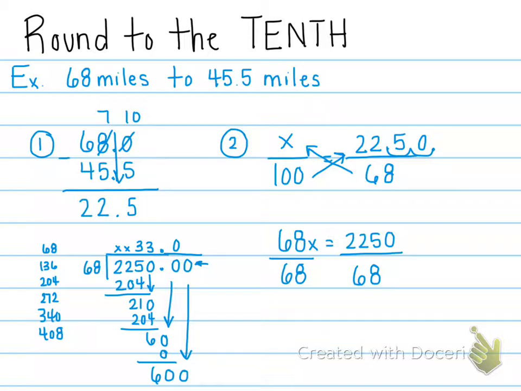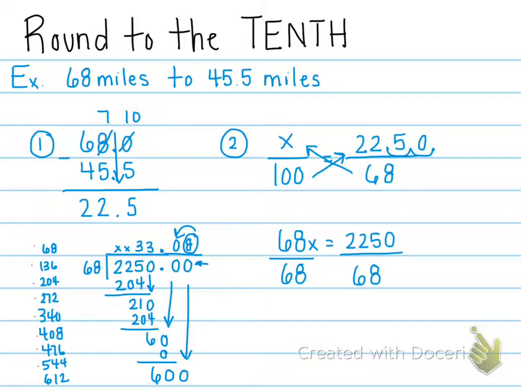408 plus 68, I get 476. Plus 68, I get 544. Plus 68, I get 612, which is too much. So if I look at this, it is 1, 2, 3, 4, 5, 6, 7, 8 times that it goes in. So that'll be an 8. And that 8 is going to tell me to round this 0 up to a 1.